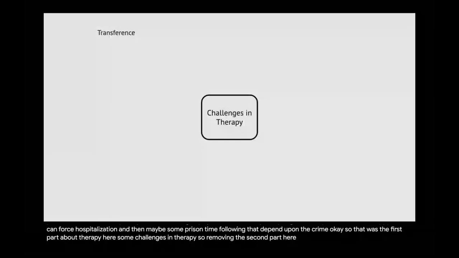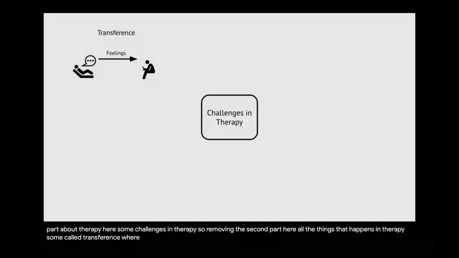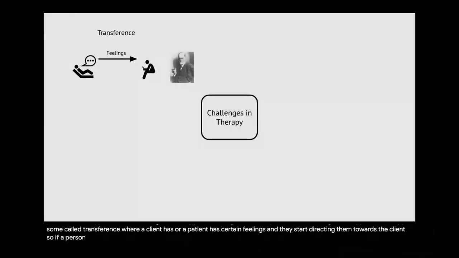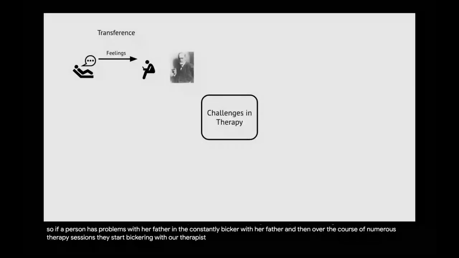One of the things that happens in therapy is something called transference, where a client, or a patient, has certain feelings and they start directing them towards the therapist. So if a person has problems with their father and they constantly bicker with their father, and then over the course of numerous therapy sessions, they start bickering with their therapist, that's transference. And this is something that Freud actually talked about.